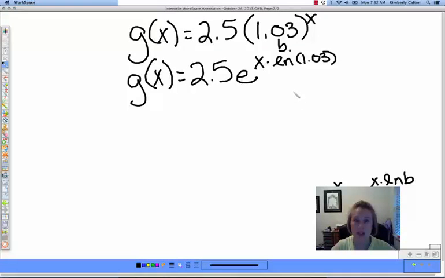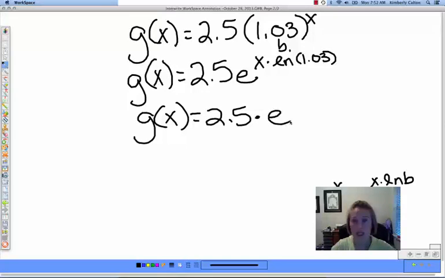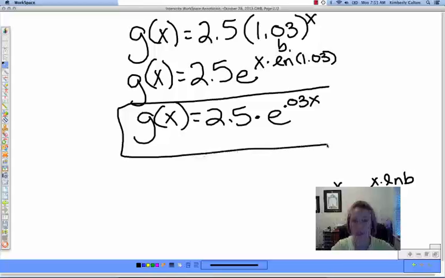Now we can simplify this one more step and find out what the natural log of 1.03 is. So I'm going to use my calculator right quick, and I get 0.03. So we now have g of x equals 2.5 times e raised to the 0.03x power. So the natural log and the value that comes behind it will always be simplified, and you'll be left with an equation that looks similar to this.